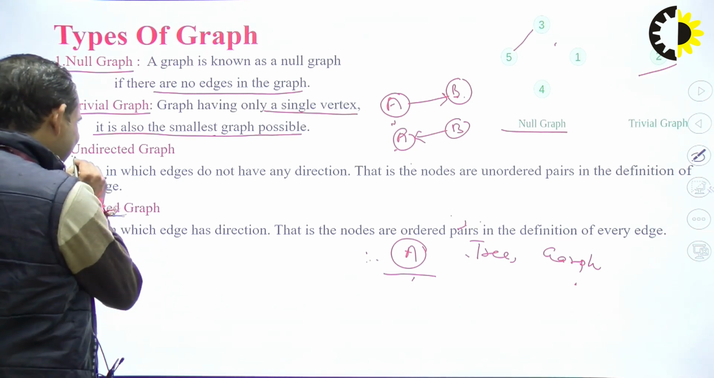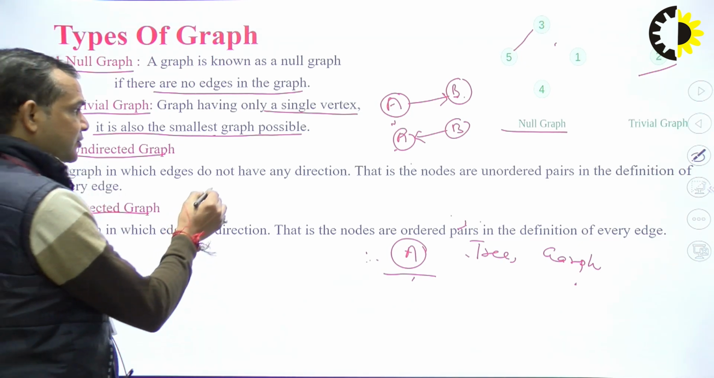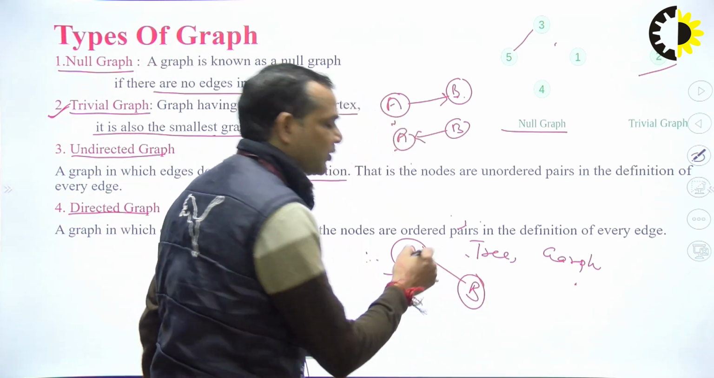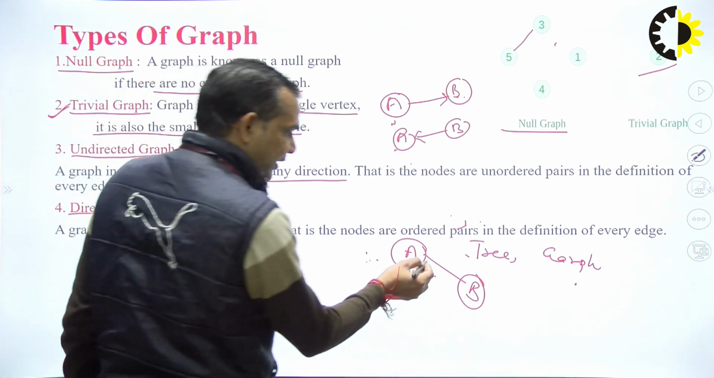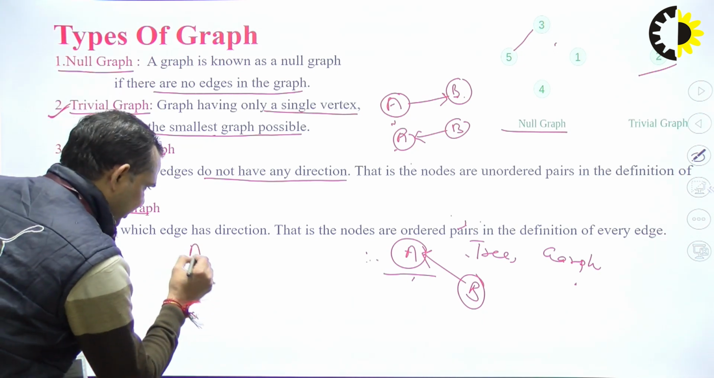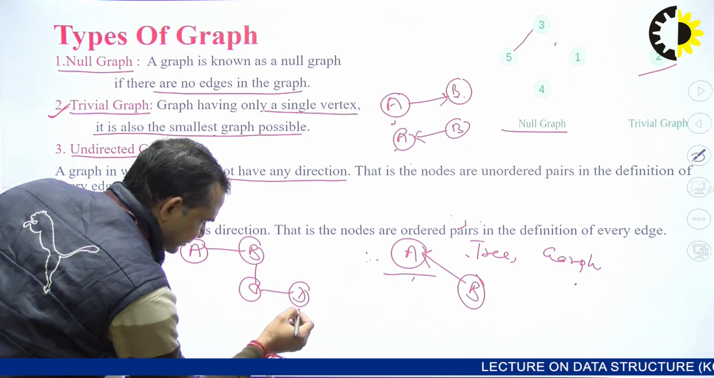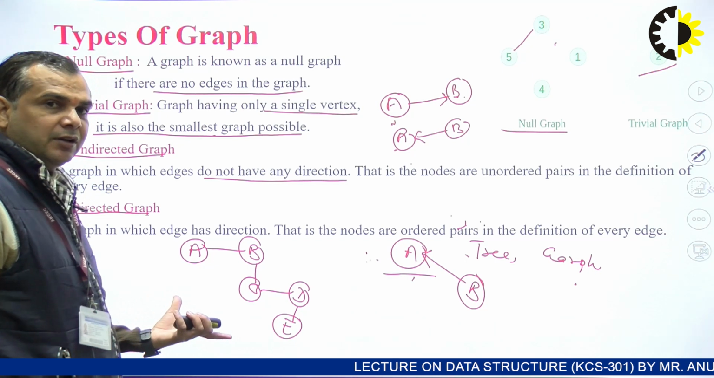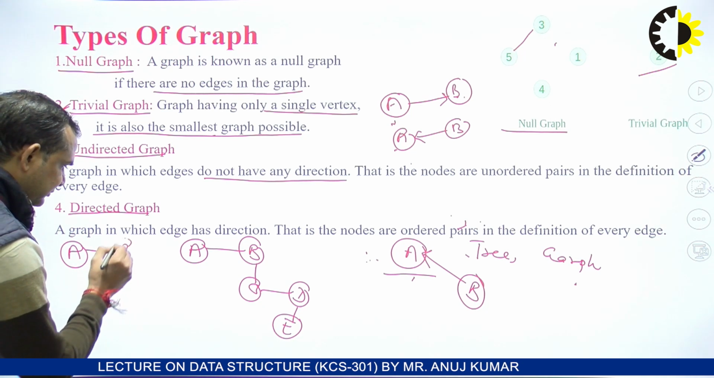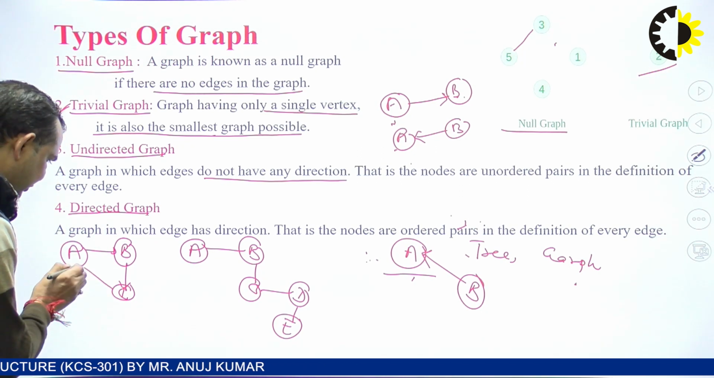So we have to discuss the undirected graph and the directed graph. An undirected graph is a graph which has no direction. If any graph has no direction at all, that is known as the undirected graph. Otherwise, if we are giving a direction, that type of graph is known as the directed graph. Suppose I am taking this. This is the undirected graph. If I am giving the direction, this is known as the directed graph.